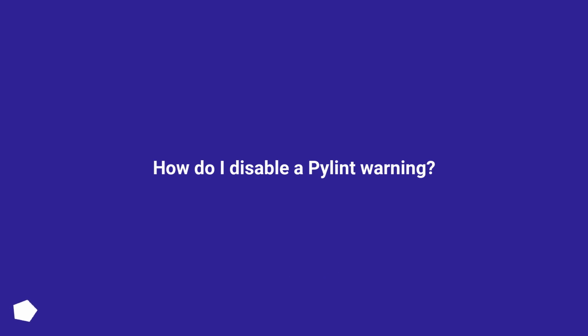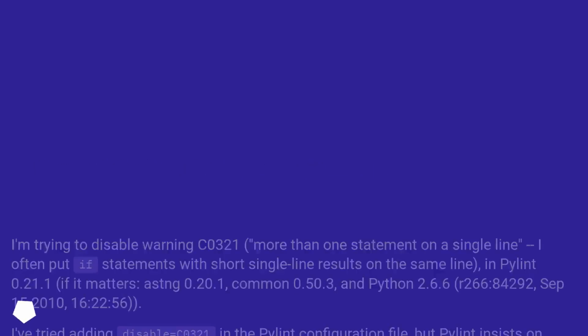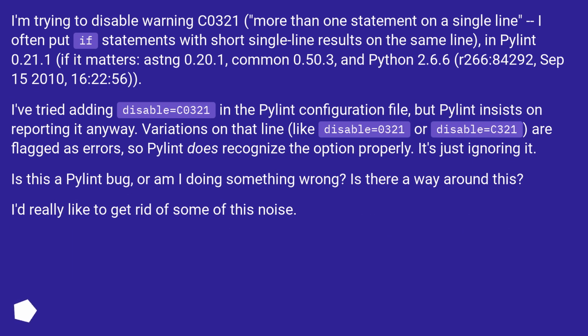How do I disable a Pylint warning? I'm trying to disable warning C0321: more than one statement on a single line.